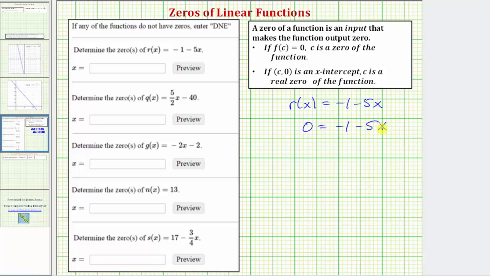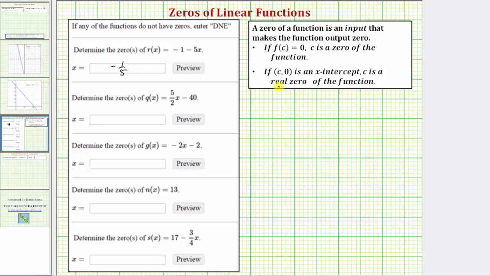To solve for x, we first isolate the variable term. Let's go ahead and add 1 to both sides of the equation. So we'd have 1 equals -5x. And then to solve for x, we divide both sides by -5, which gives us -1/5 equals, the right side simplifies to just x, which means the zero of the function r of x is x equals -1/5.